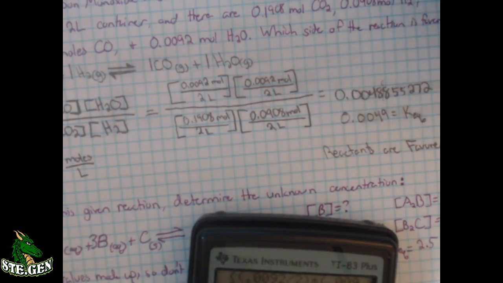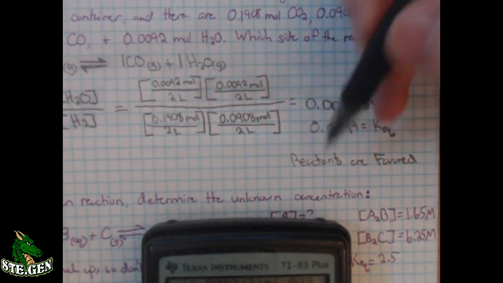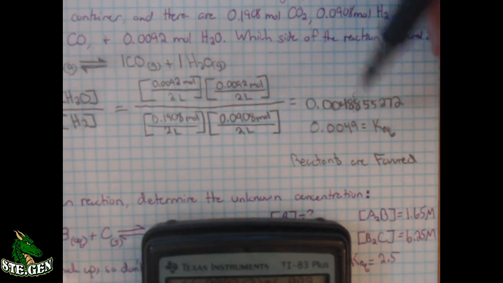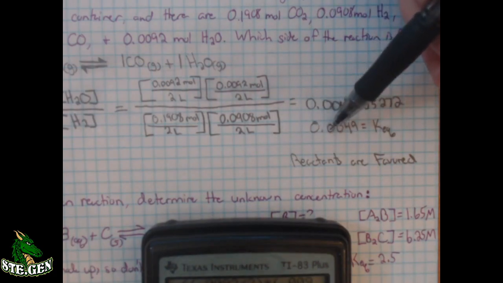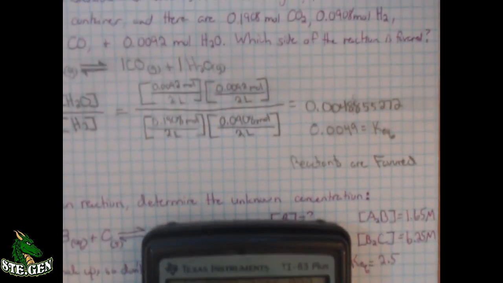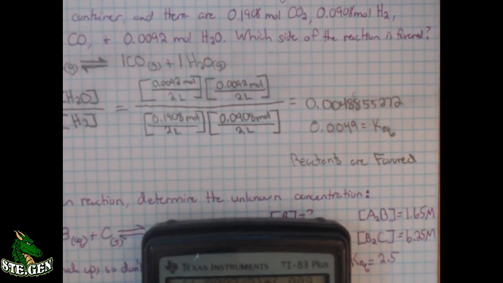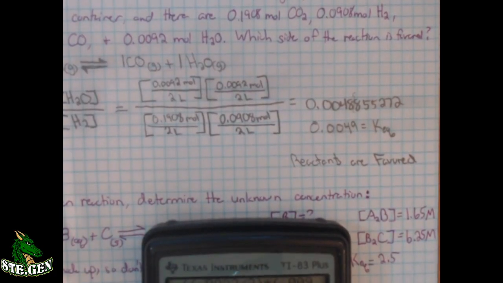You don't have to get specific, but you might sometimes see reactants are favored, reactants are slightly favored, or reactants are strongly favored. If this would have been like 0.5, that's pretty close to 1, so that would have been reactants are slightly favored. That's just kind of to give you a little bit of an introduction to some stuff that you might see later on when you're looking at this.